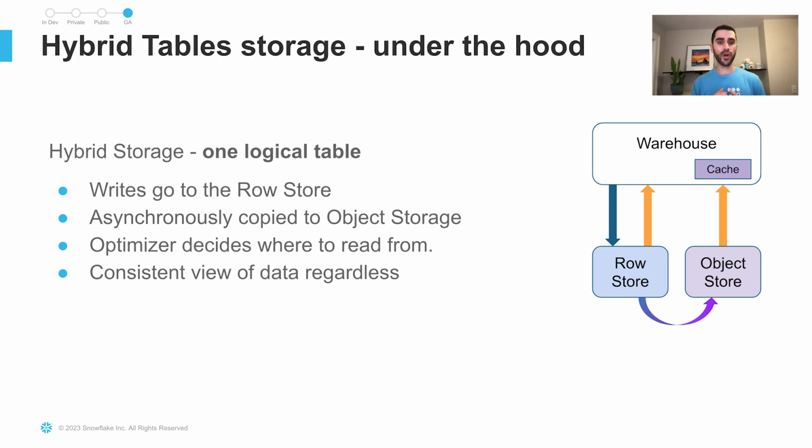All of your writes go directly into that row store. Additionally, we asynchronously copy data over from the row store into object storage. Then when you read from a hybrid table, our query optimizer decides where to read data from. Dramatically oversimplifying this, a high-level rule of thumb is that highly selective point reads that can leverage indexes will go to the row store. Large scans will go to the object store.